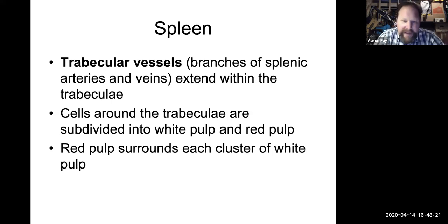What type of cells do you think you're going to find in white pulp? You'll find white cells in white pulp. What kind of cells are you going to find in red pulp? You're going to find red blood cells. So remember, job of the spleen, clean the blood. So incoming blood from arteries is going to get cleaned by white cells in white pulp.